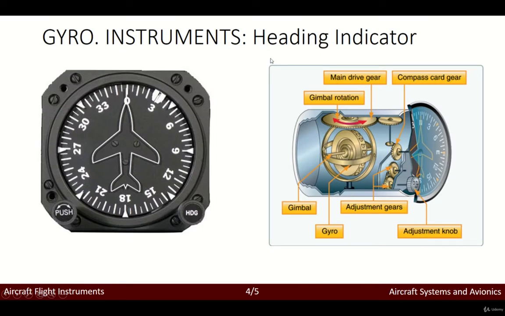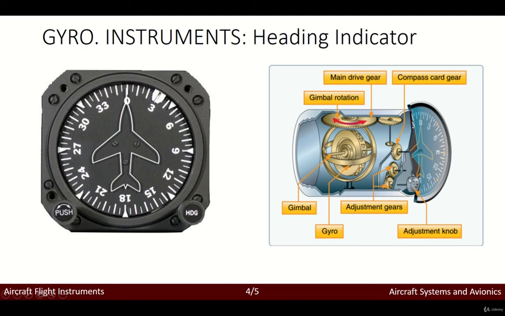Right, so this is a heading indicator. Now, the heading indicator is used in order to understand where our aircraft is moving to. It's a good way of looking at it. This would be like a picture from above of what angle we are moving at, what the orientation of the aircraft is with respect to the horizontal plane of the aircraft.